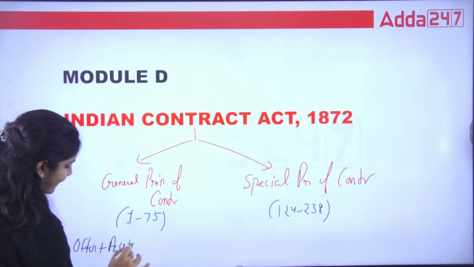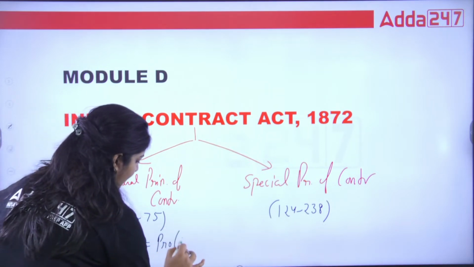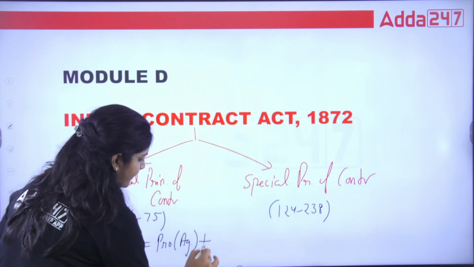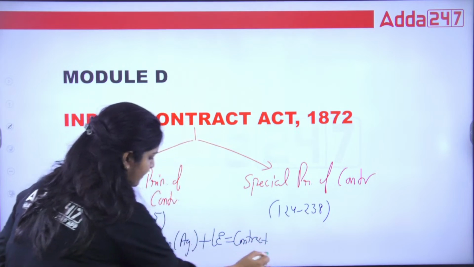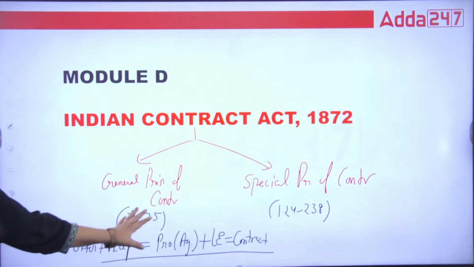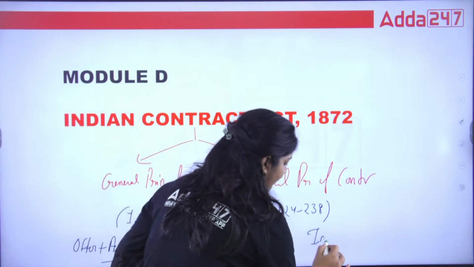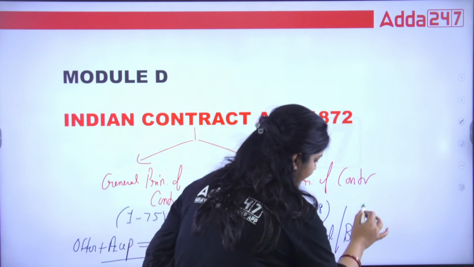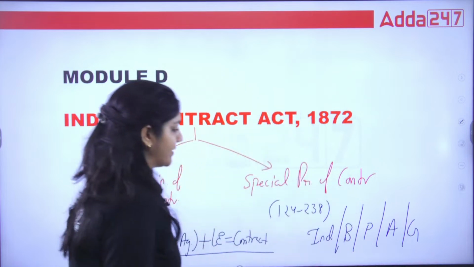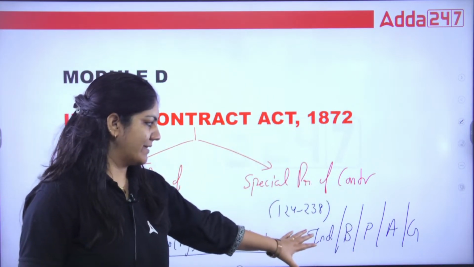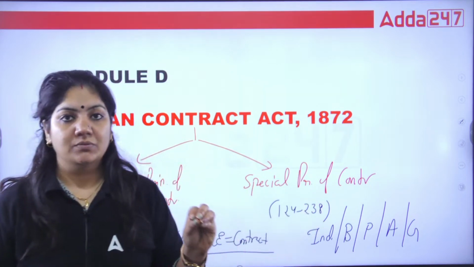So in this 1 to 75, we have read the formula of contract. Offer plus acceptance is equal to promise. Promise in legal terms is agreement, plus law enforceability is equal to contract. So this is the formula that we have read in the general principle of contract, and in the special principle of contract we have already done indemnity, bailment, pledge, agency and contract of guarantee.